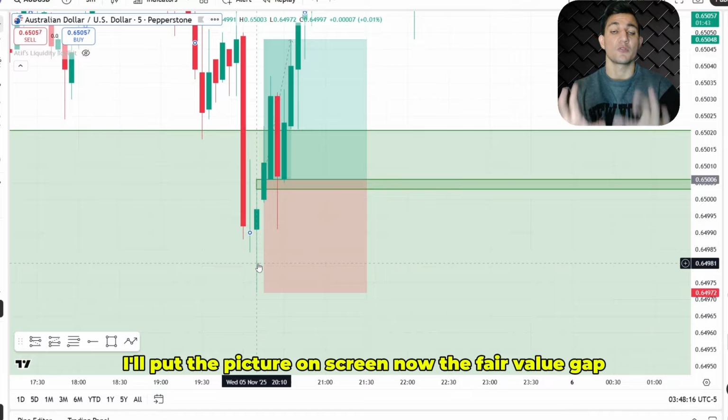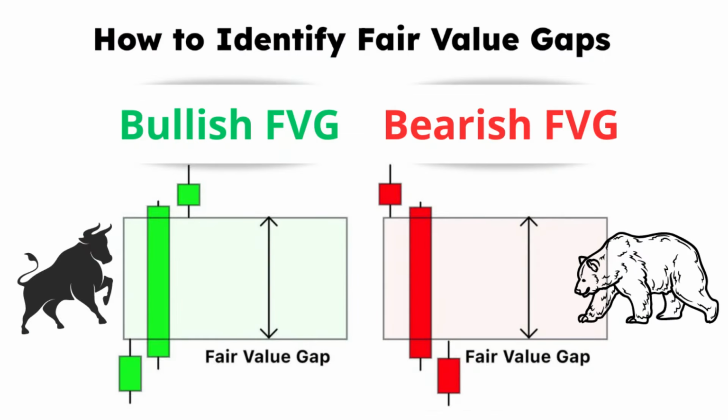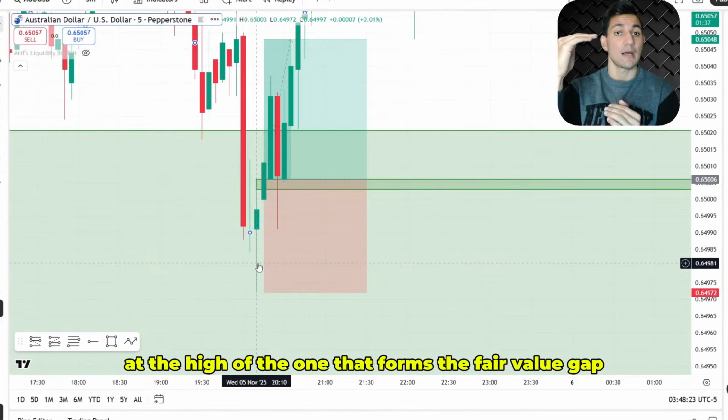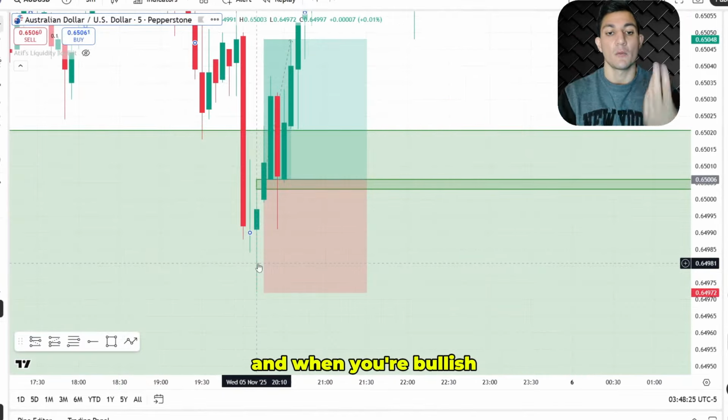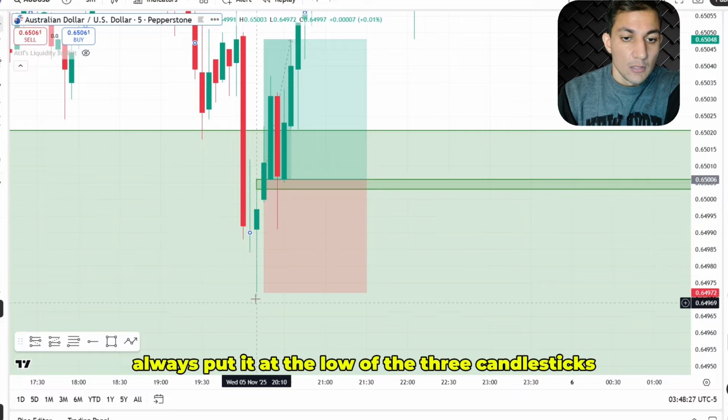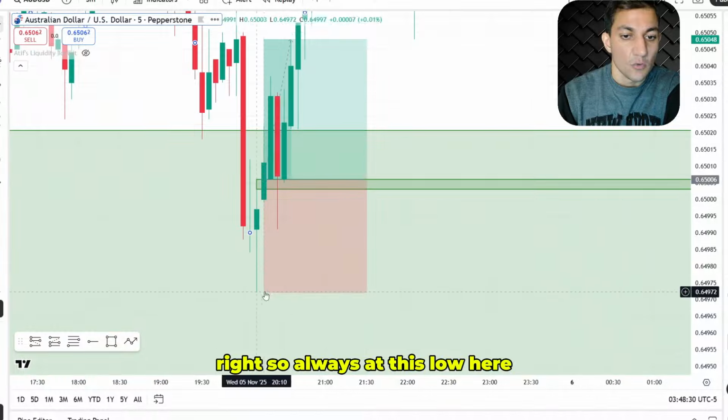And again, I'll put the picture on the screen now of the fair value gap. Remember, it's 3 candles that form a fair value gap. When you're bearish, always put it at the high, minimum at the high of the one that forms the fair value gap. And when you're bullish, always put it at the low of the 3 candlesticks, right? So always at this low here.